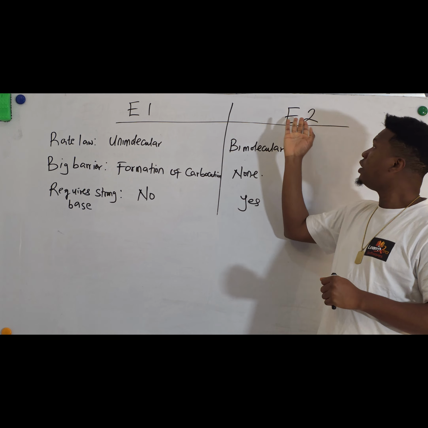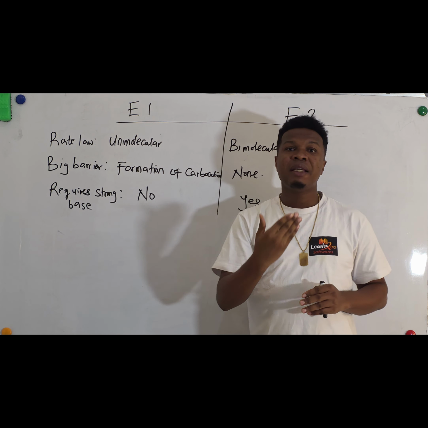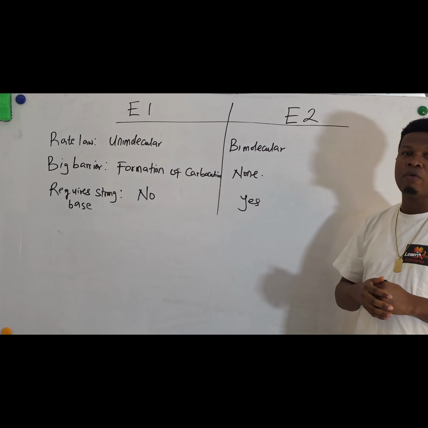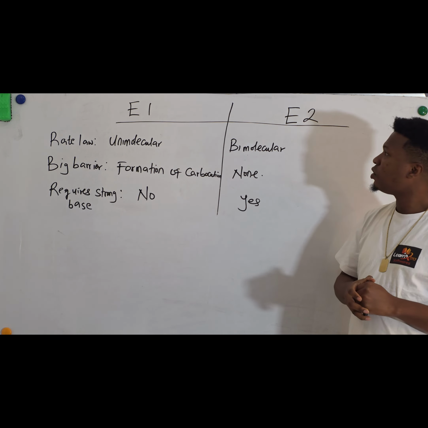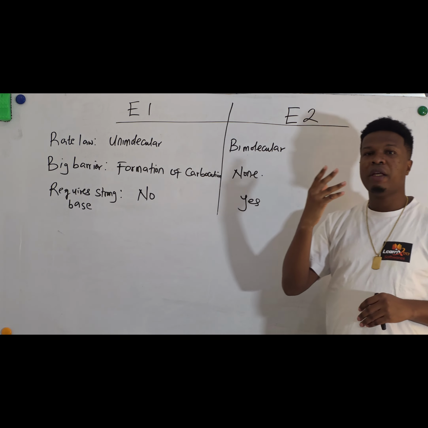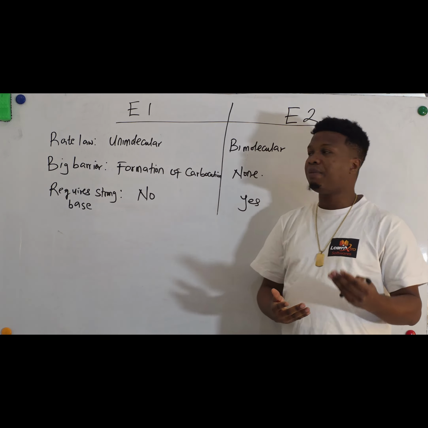So the E2 mechanism is determined by not just the substrate alone, but also by the what? The base. Okay. So it is a bimolecular reaction. So the rate determining step is determined by the substrate and also by the base.